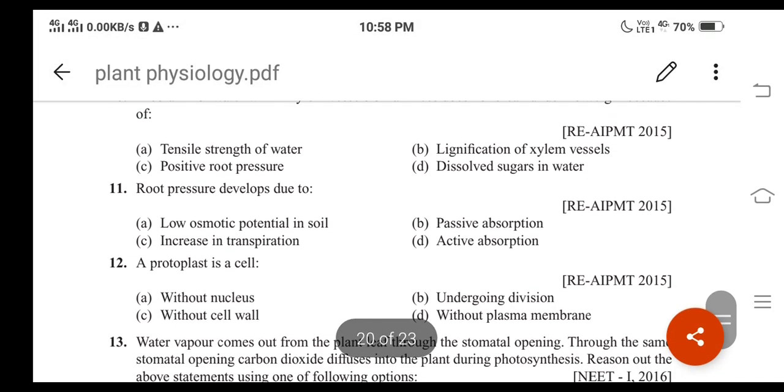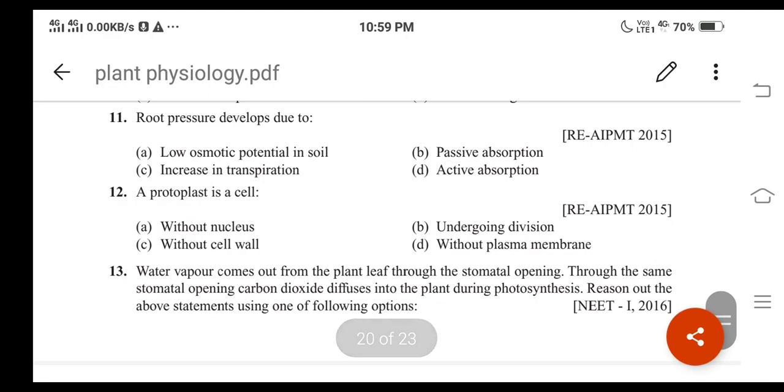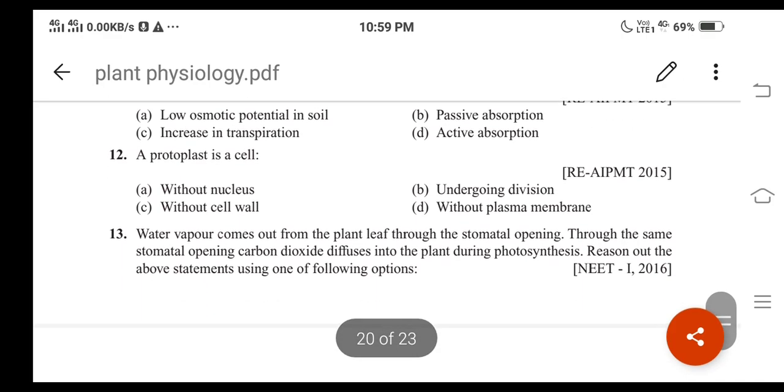Then let us go for the next question, question number 11. Root pressure develops due to low osmotic potential in soil, then passive absorption, then increase in transpiration, then active absorption, right? And here the correct answer is, why does the root pressure develop inside the roots? It is mainly due to the active absorption of ions. So option D is the correct answer, right?